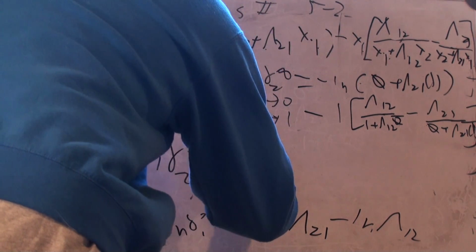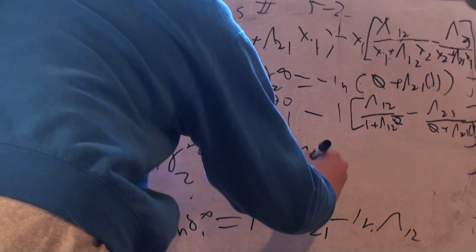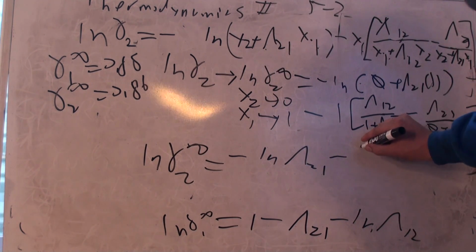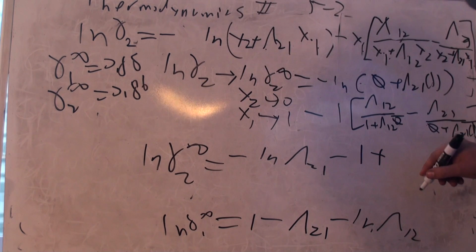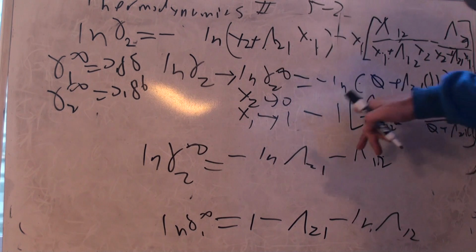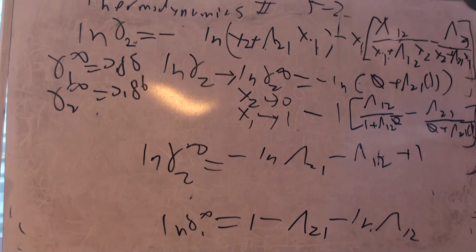And so when I'm said and done, natural log of gamma 2 infinity is equal to minus natural log of lambda 2, 1 minus, that's 1, plus, oh wait, no, that's not 1, that's lambda 2, 1. Lambda 1, 2. That's plus 1. And so that's still plus 1, and so when I rearrange it, I get 1 minus lambda 1, 2 minus natural log of lambda 1, 2.